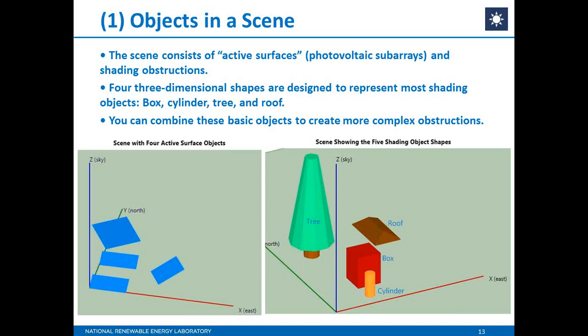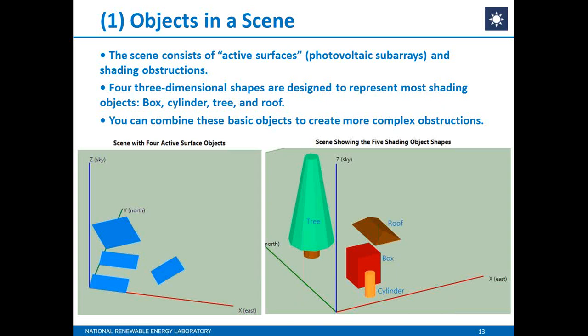So in the 3D shading calculator, there are objects in the scene, and there's two types of objects. There's what we call active surfaces, which can represent the portions of a photovoltaic array. That can either be a specific individual module or a whole array of modules. The shading calculator doesn't really care, frankly. You can just use one big blue active surface to represent a whole array segment.